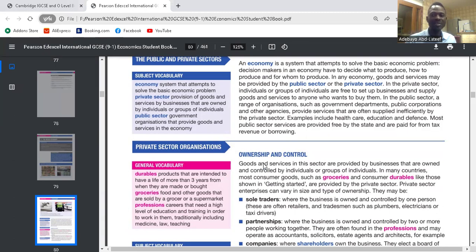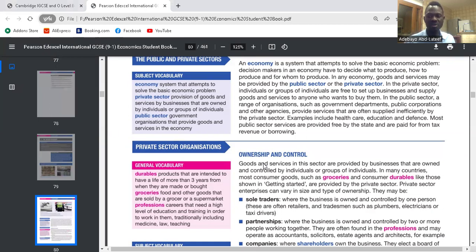In any economy, goods and services may be provided by the public sector or the private sector. In the private sector, individuals or groups of individuals are free to set up businesses and supply goods and services to anyone who wants to buy them. In the public sector, a range of organizations such as government departments, public corporations, and other agencies provide services that are often supplied inefficiently by the private sector.